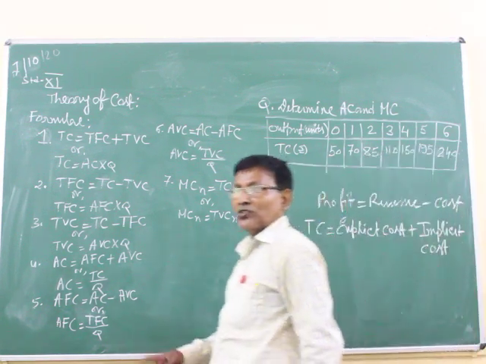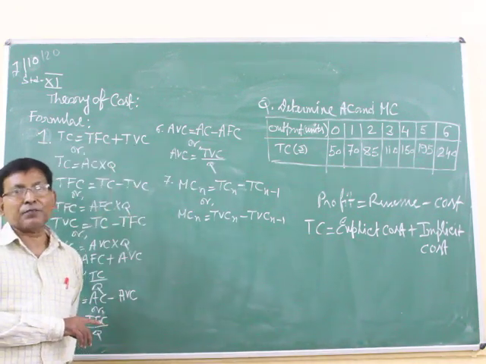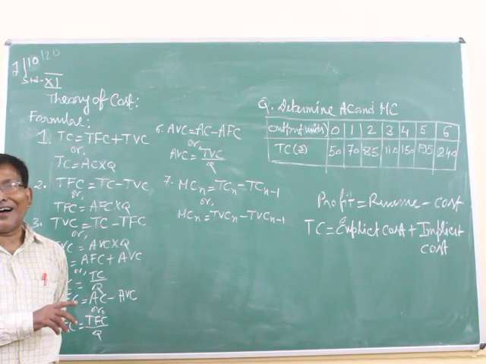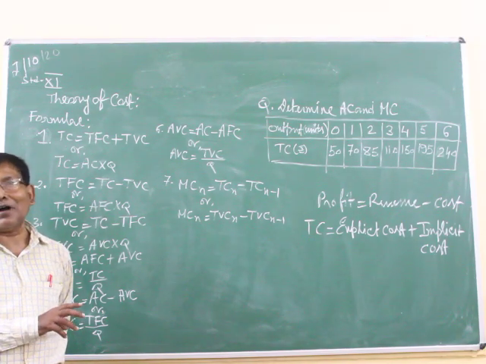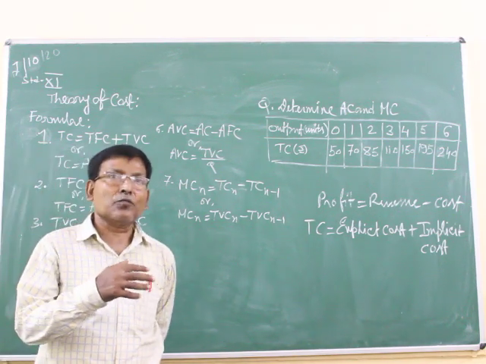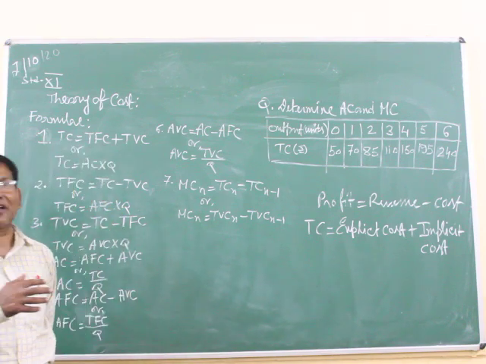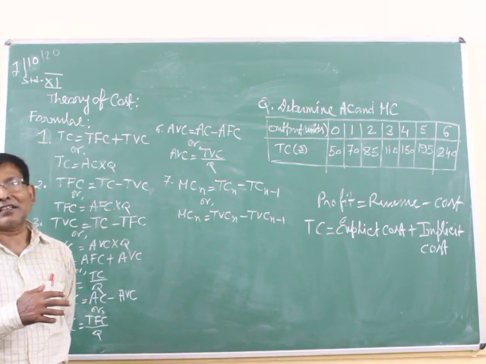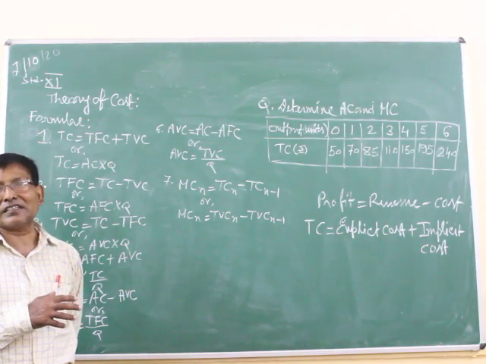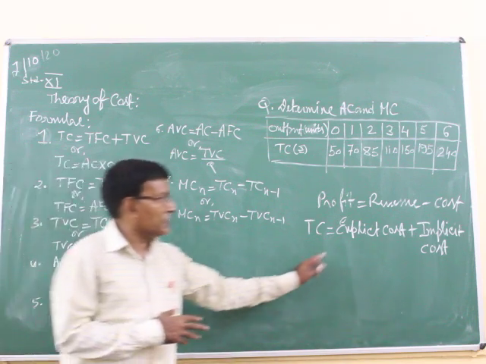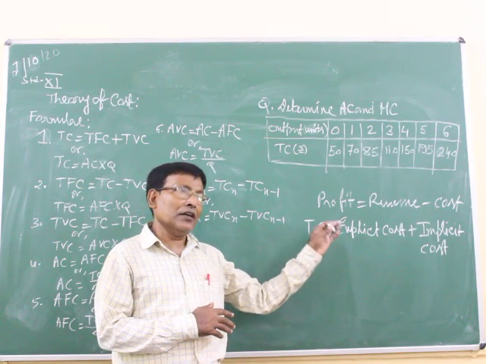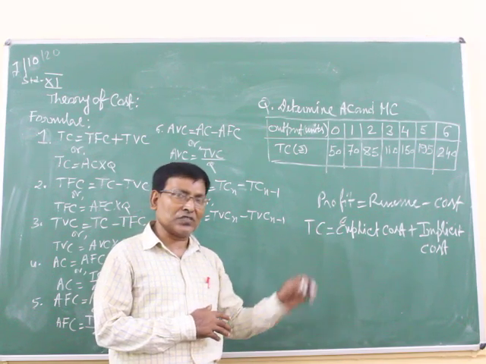So we have to know the meaning of explicit cost. It is the expenditure incurred by the producer on hiring factor services from outside. Suppose I am a producer, I am hiring laborers from outside. I am going to employ the laborers in the production process. That is why I have to give them wages and salaries. So in this case, wages and salaries will be known as explicit cost, the expenditure incurred on the factors hired from outside.